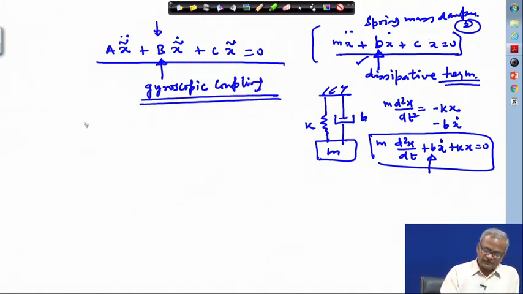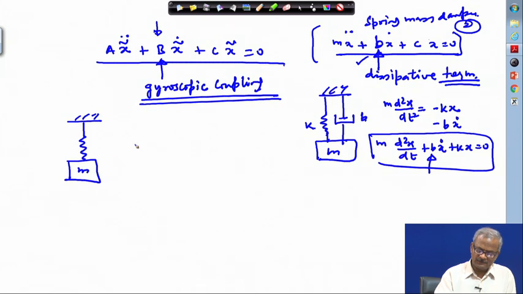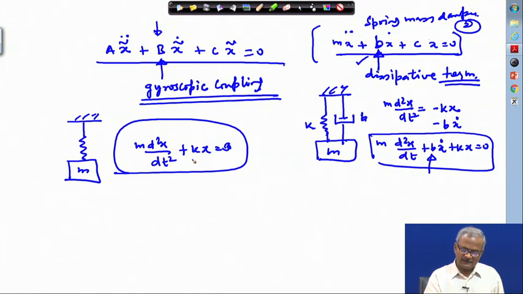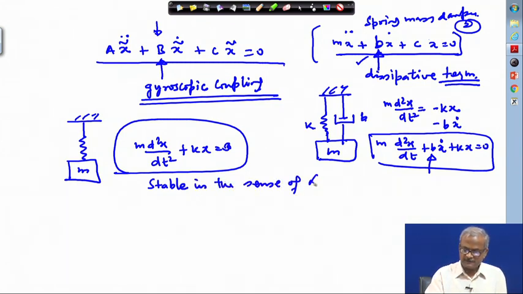Now, let us look first into just the spring mass system. Okay, so, if we write the equation for this, we write it like this, and we know that this kind of system is stable in the sense of Lyapunov, or we call this statically stable.